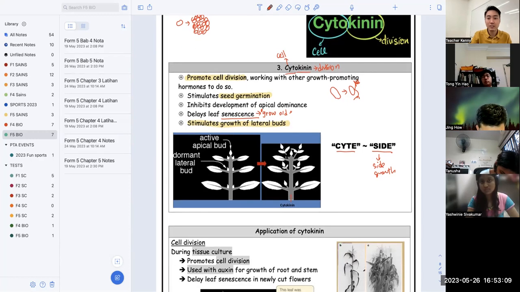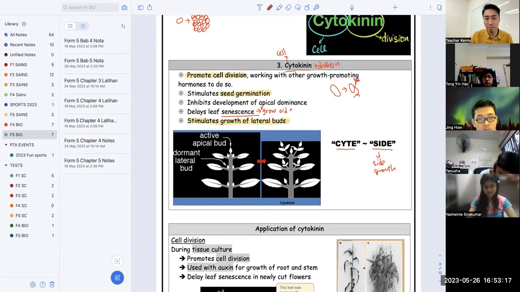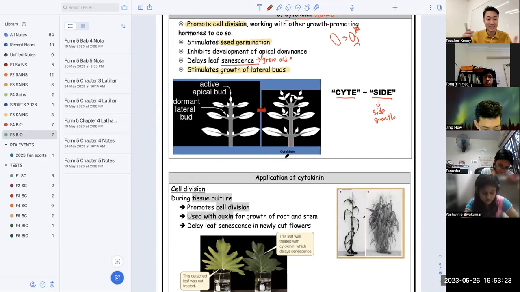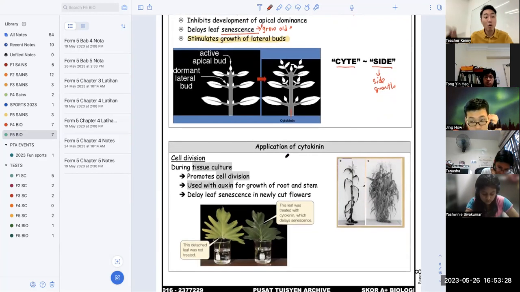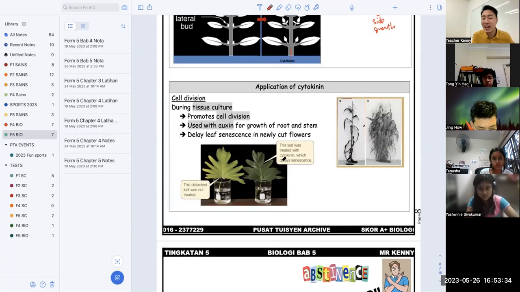Understand? So cytokinin promotes cell division. And then side growth, lateral growth, bushy plant. The stage of getting beautiful, getting more wise, filled with life experience, hold longer, okay? Make more food for the plants.